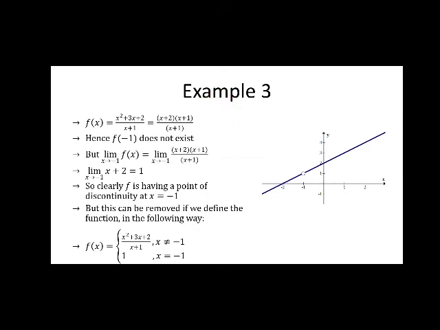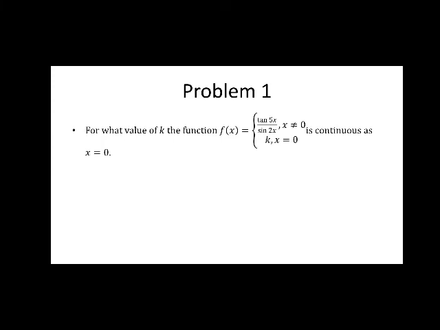Right? So now this is more or less the chapter. Now let us discuss few problems and we will be done with it. So let us take the first problem. The first problem is, for what value of k the function f(x) equals tan 5x by sine 2x for x not equals to 0, and k when x equals to 0, is continuous at x equals to 0.